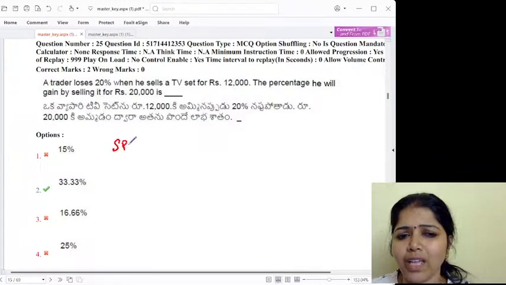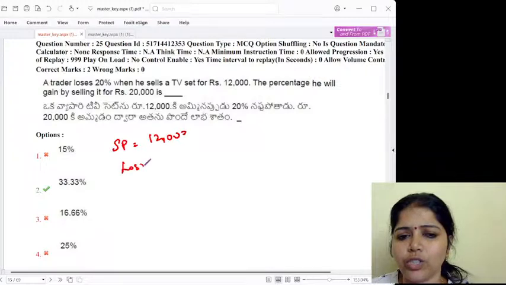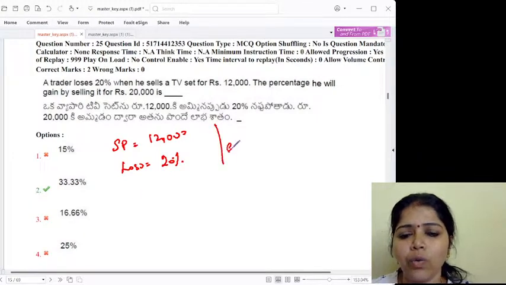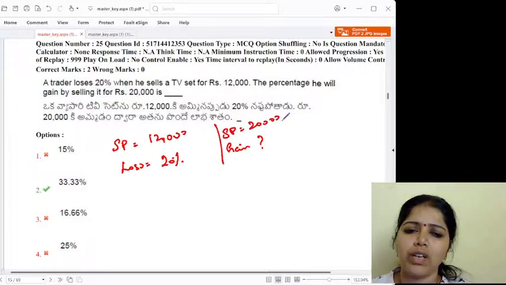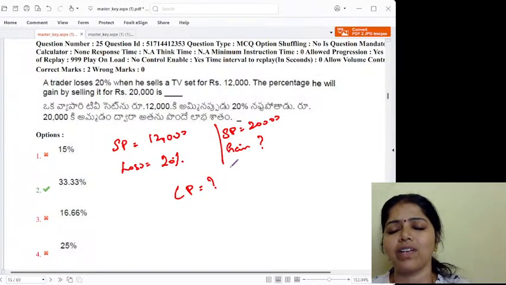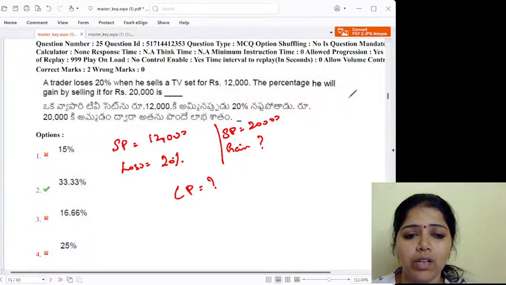A very simple problem. They have given the SP and the loss percentage, and they ask what will be the gain we attain if it is sold for rupees 20,000. We have to find out the cost price, and then we can simply find the answer. Very easy and simple problem. It's all direct problems. Okay. Yes.